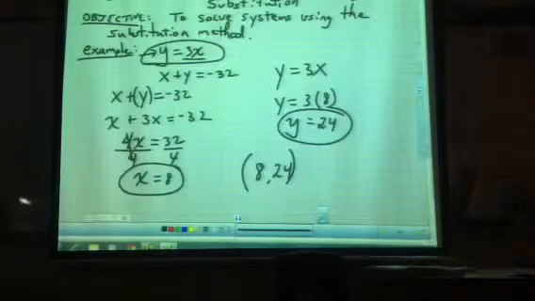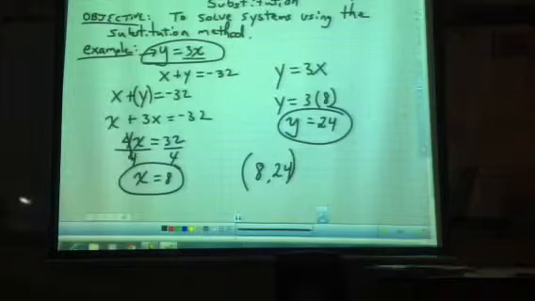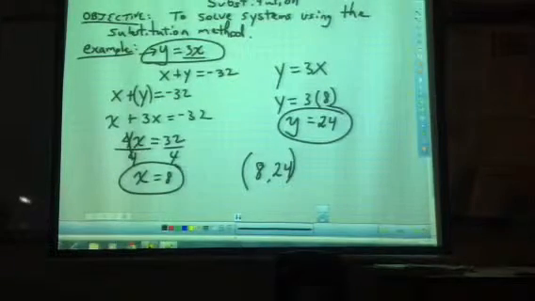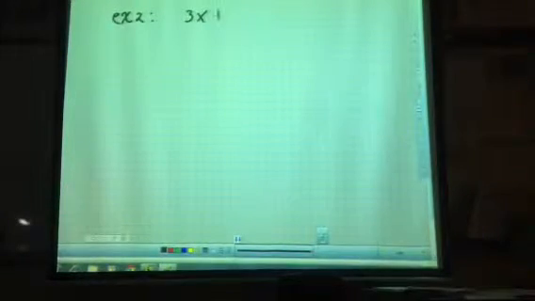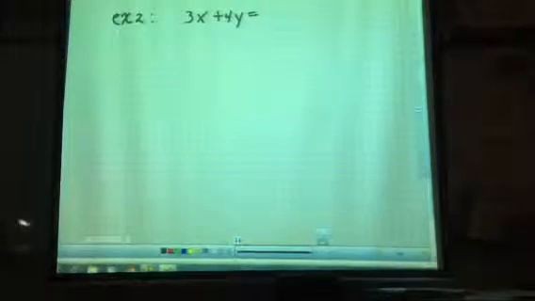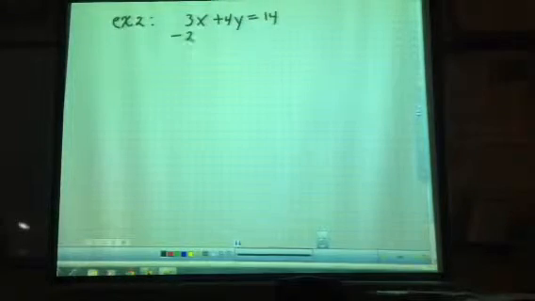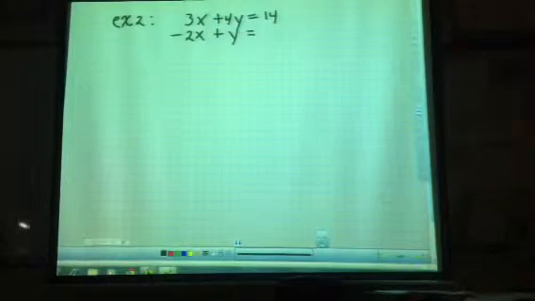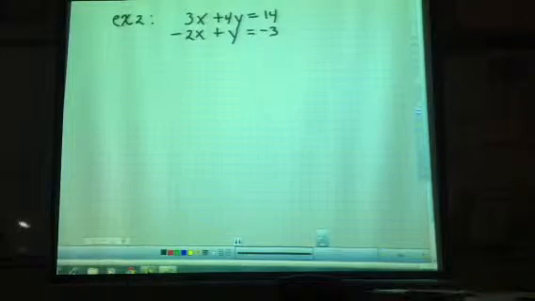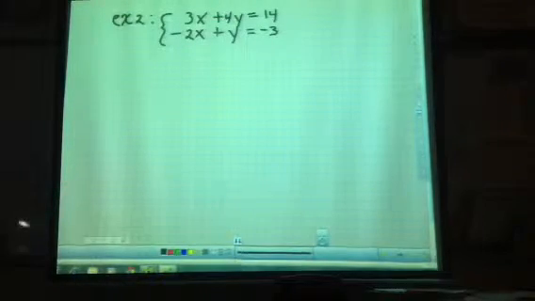So substitution method is literally substituting, and I'm going to give you some examples that are going to look like your problems, and here it goes. Example 2. If I give you the problem 3x plus 4y equals 14, and then you have an equation of negative 2x plus y equals negative 3. Now, in this system of equations, you have to use the substitution method.